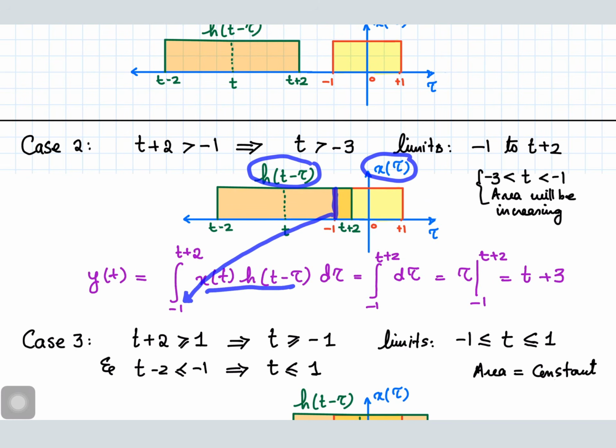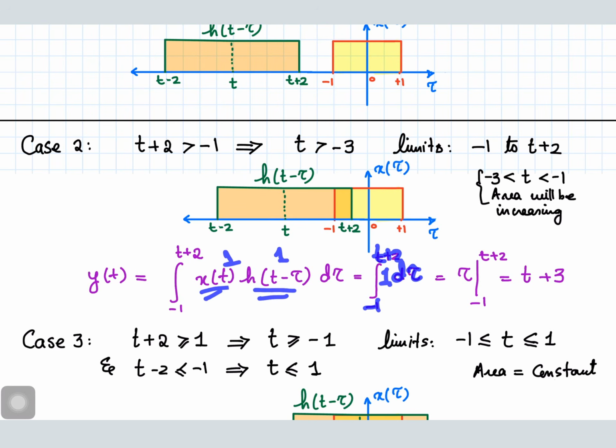This is the product, from -1 to the point t plus 2, and that will be defined by the time, at what time stamp you are working the area. So from -1 to t plus 2, you will be evaluating the integration of the product of x of tau into h of t minus tau. Why is it 1? Because this is 1 and this is 1, so their product is 1. So the integration will be tau, and limits will be from -1 to t plus 2, and that will be equal to t plus 3.